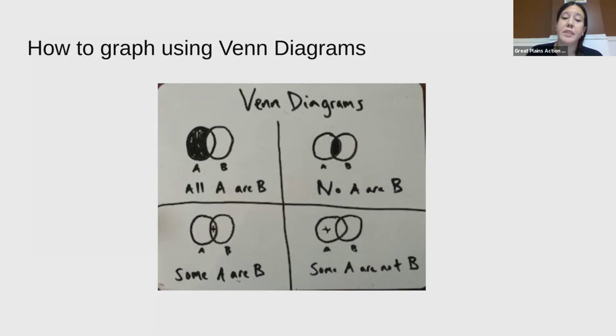With particular claims, some A are B, or some A are not B, we're making a claim about at least one member of the category. So we put an X there to indicate that there is something there. So some A are B, we put an X in the overlap area to show that there is something that is both an A and a B. Likewise, some A are not B. We put an X in the area of A outside of B. So there's something that's an A that is not a B.